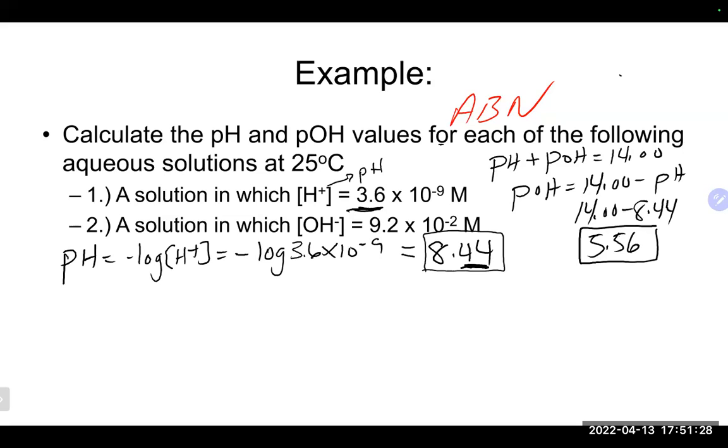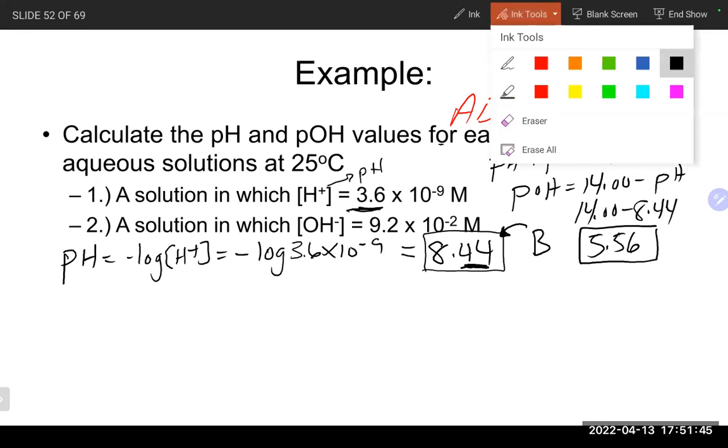Acidic, basic, or neutral, this one? It is basic. We would want to look at the pH there, which is obviously above 7. So this would be a basic solution. Any questions on any of that calculation there on that one? All right, looking at the second one there.